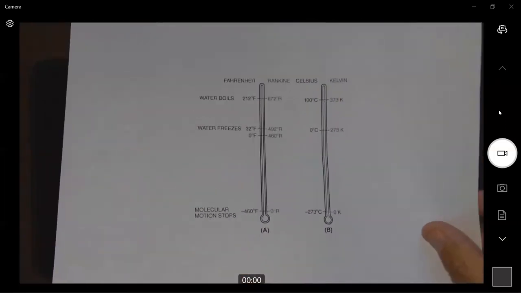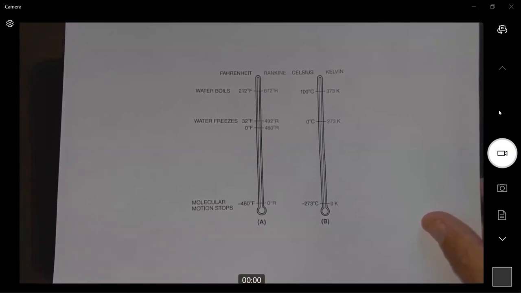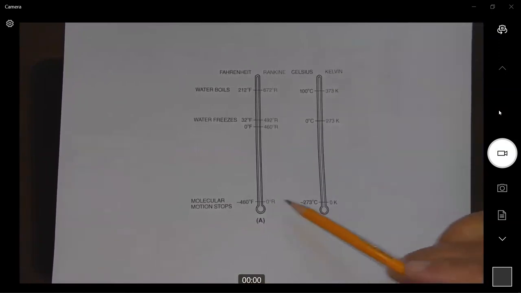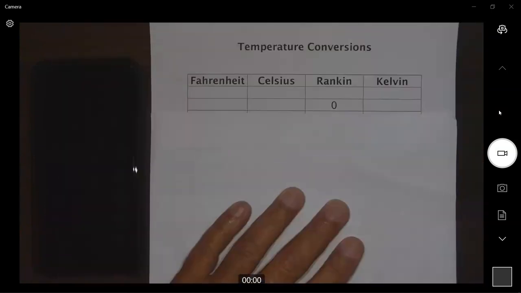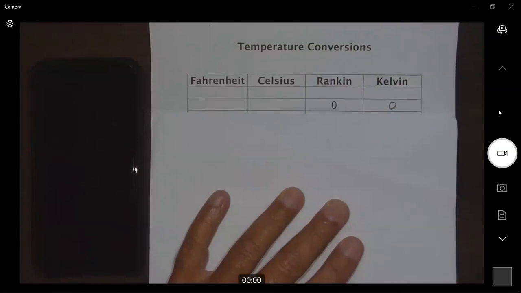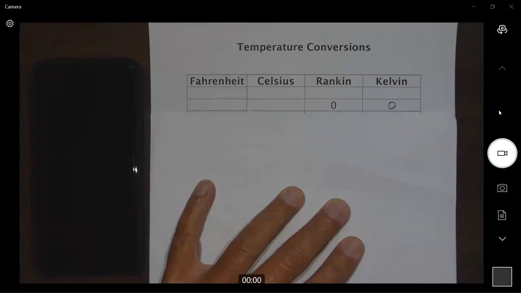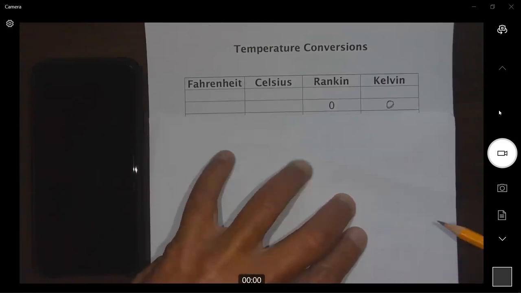So based on this diagram right here, taken right out of the textbook, zero Rankine, zero Kelvin equal. So right off the bat, I know zero, right? To get Celsius from Kelvin, it is Kelvin minus 273. So let me just write this at the top here.